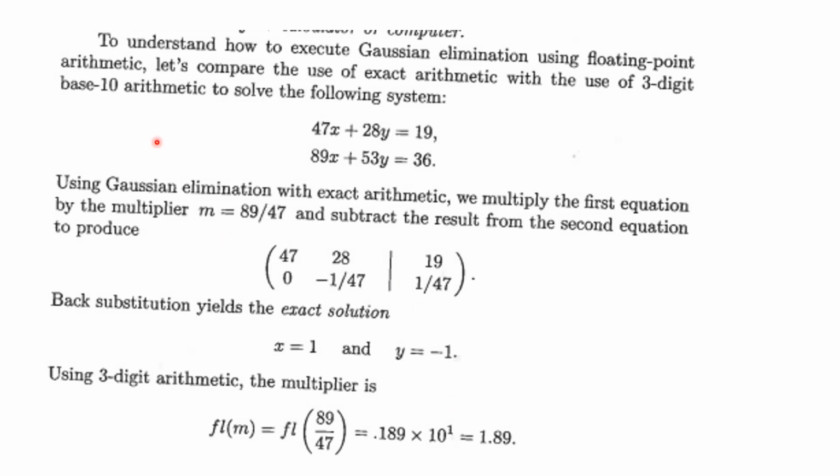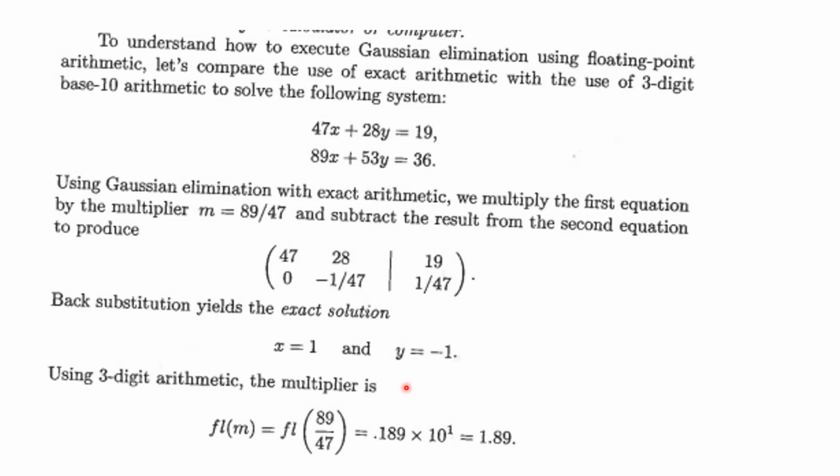Okay, so let's understand how to execute Gaussian elimination using floating point arithmetic. Let's look at this problem. Here's a system of two equations and two unknowns. If we do this with pencil and paper in exact arithmetic, we multiply the first equation by the multiplier 89 over 47, subtract the results, and we get this as the triangular form. Back substitution tells us the exact solution is x is 1 and y is minus 1.